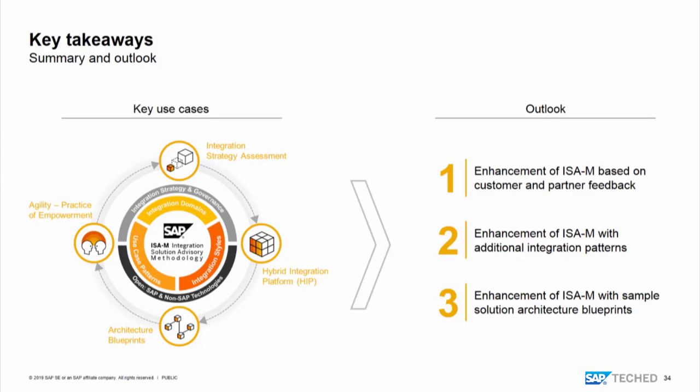Okay, so let me come to the last slide, the key takeaways, the summary. What we have seen today is the ISAM methodology with 4 key use cases for enterprise architects. It's doing an integration strategy assessment, shaping up your hybrid integration platform, adding blueprints to the patterns and rolling it out within your organization, so as to increase your integration maturity level.